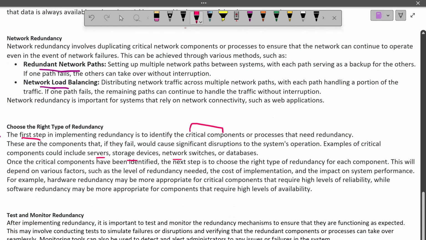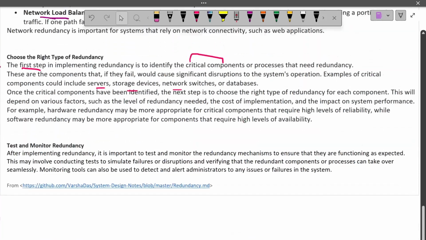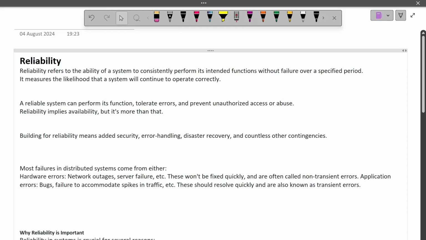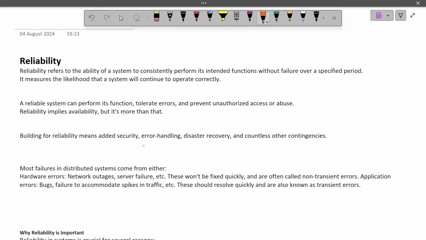And finally, you have to test and monitor. Just by doing hardware redundancy, you cannot guarantee excellent performance. You have to test it, monitor it, tweak it, and optimize it accordingly. So that is all about redundancy. Let's move to the next topic.